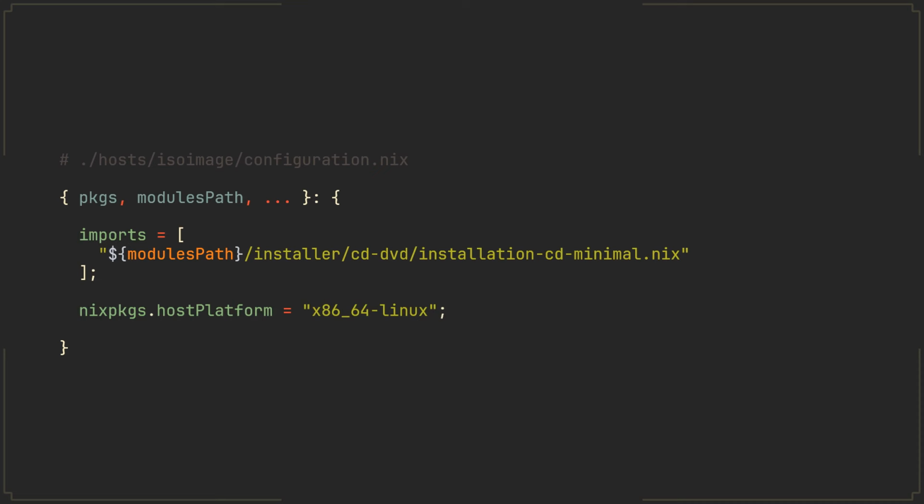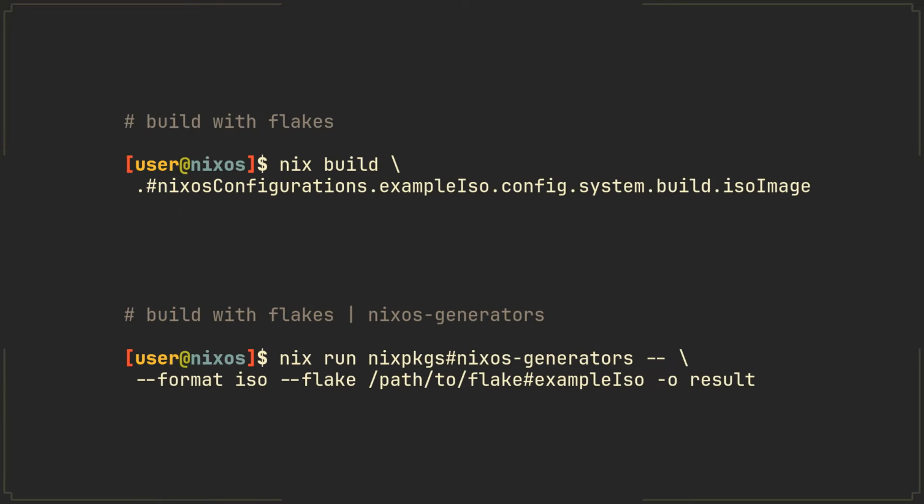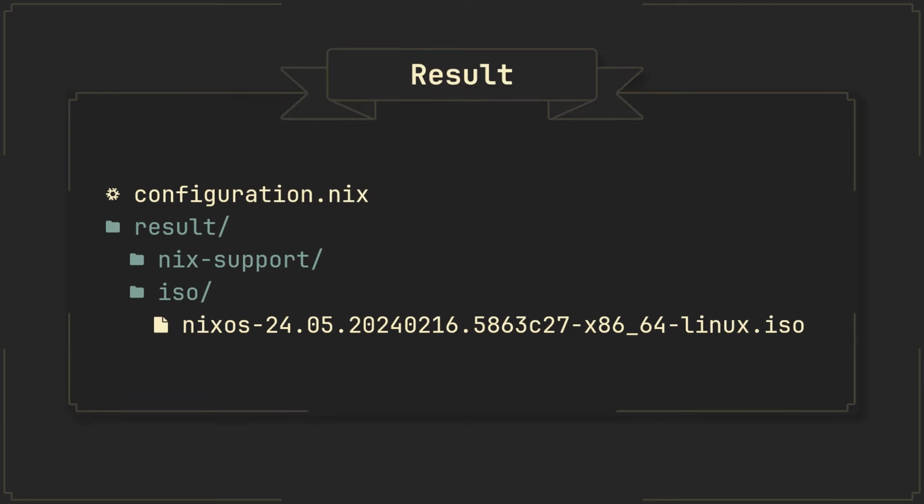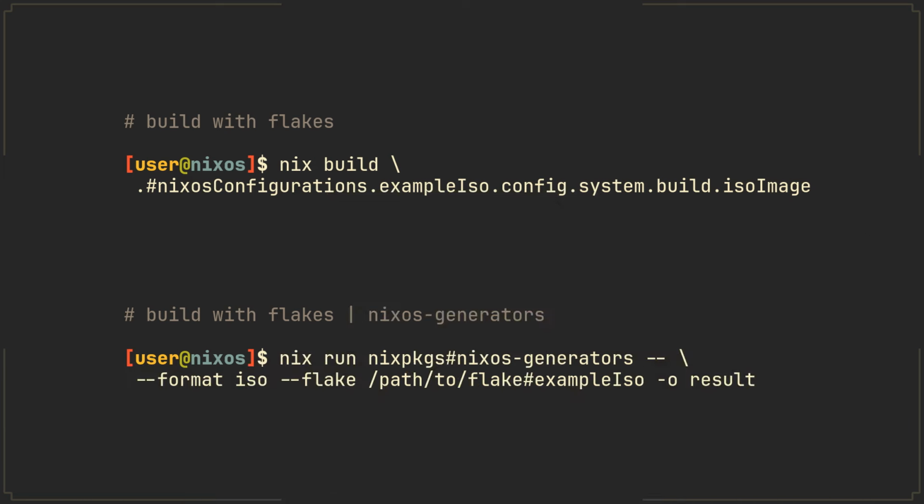We are going to include more options later, but for now, to build the ISO image, we can use this command right here. Make sure that the part that comes after nixosConfigurations is set to your configuration name, wait for the command to finish, and you will see a result directory with your ISO image appear in your current working directory. You can also use this alternative nixos-generators command right here.